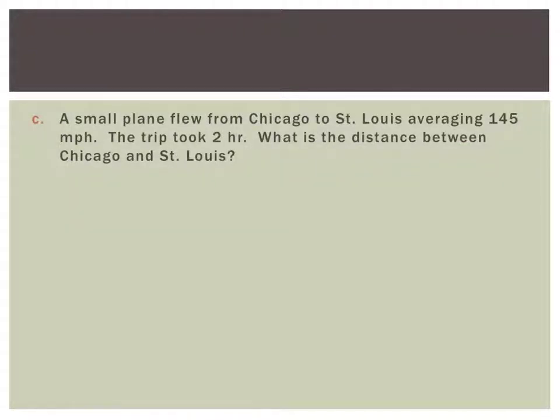C. A small plane flew from Chicago to St. Louis, averaging 145 miles per hour. The trip took 2 hours. What is the distance between Chicago and St. Louis? So distance equals rate times time. Averaging 145 miles per hour, so miles per hour is my rate. 2 hours is my time. What is the distance? So we're looking for d. So 145 times 2 is 290 miles.